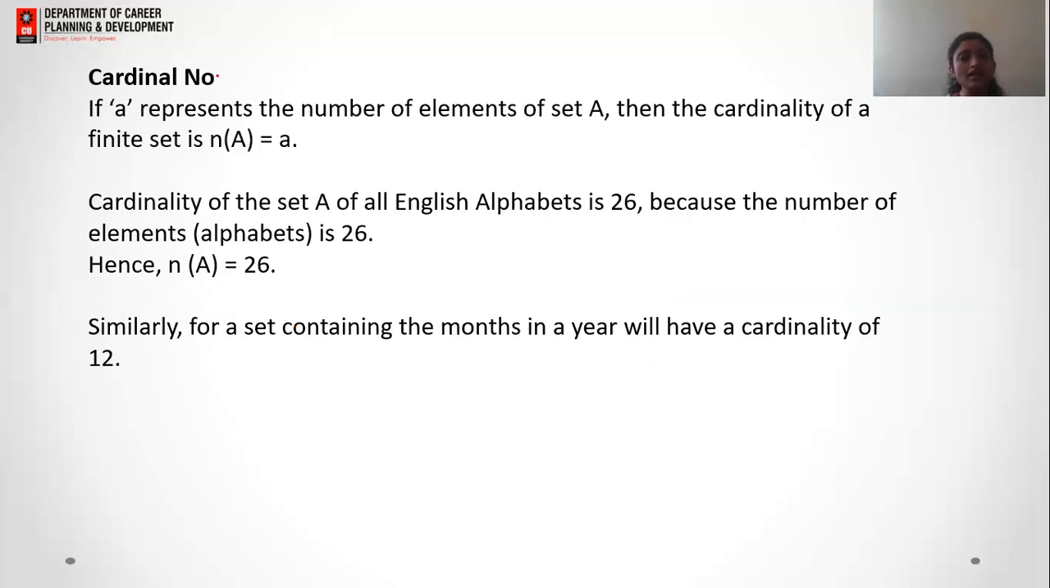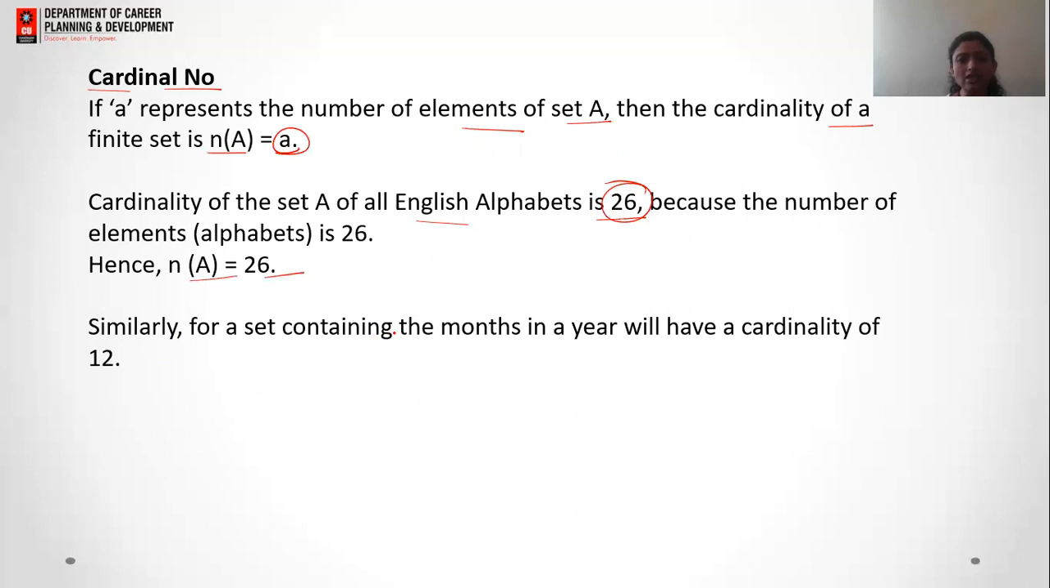Next is the cardinal number. What do you mean by the cardinal number or cardinality of a set? If n(A) represents the number of elements of a finite set A, then the cardinality of A is n(A). It is simply the number of elements in the given set, and that is known as its cardinal number. For example, the cardinality of the set of all English alphabets is 26, because there are 26 English alphabets. So the cardinal number is 26.